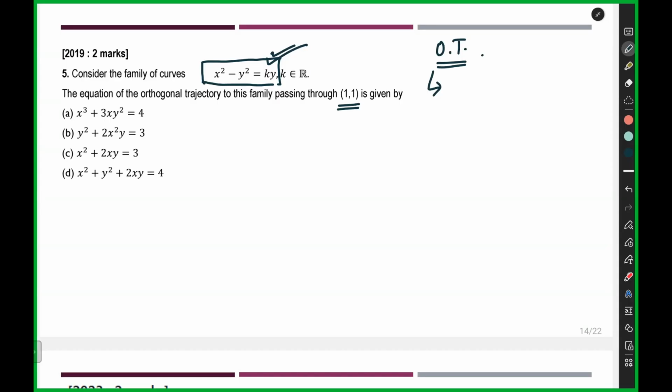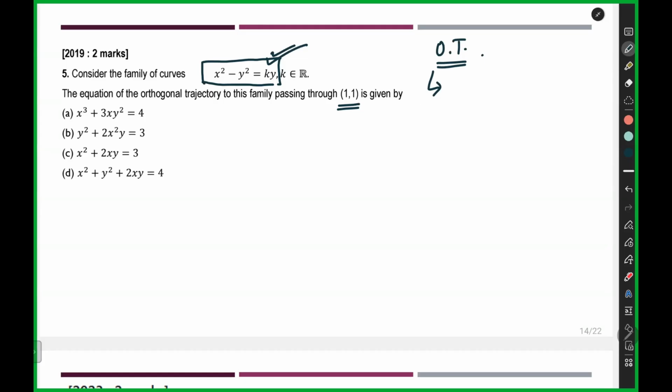Has anybody solved it? Okay, so let me do this.